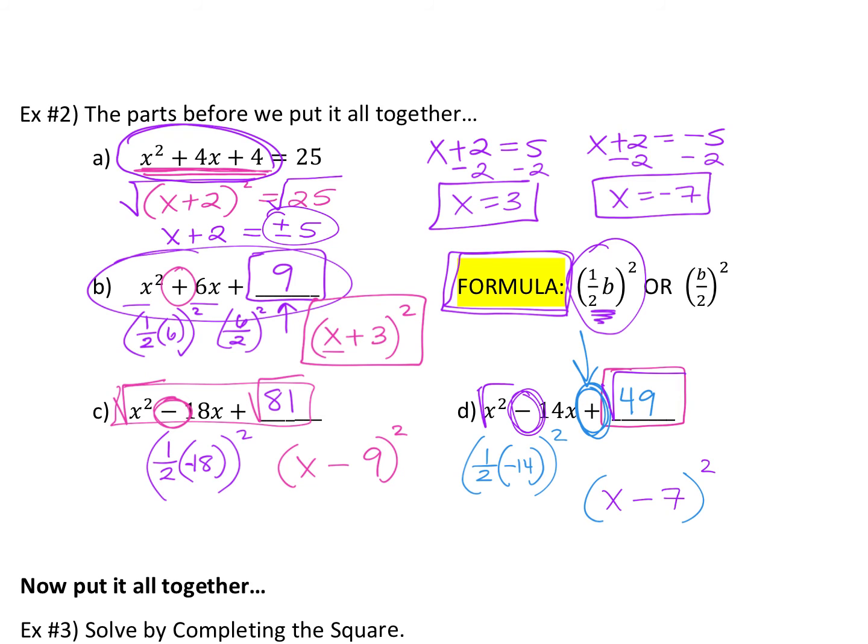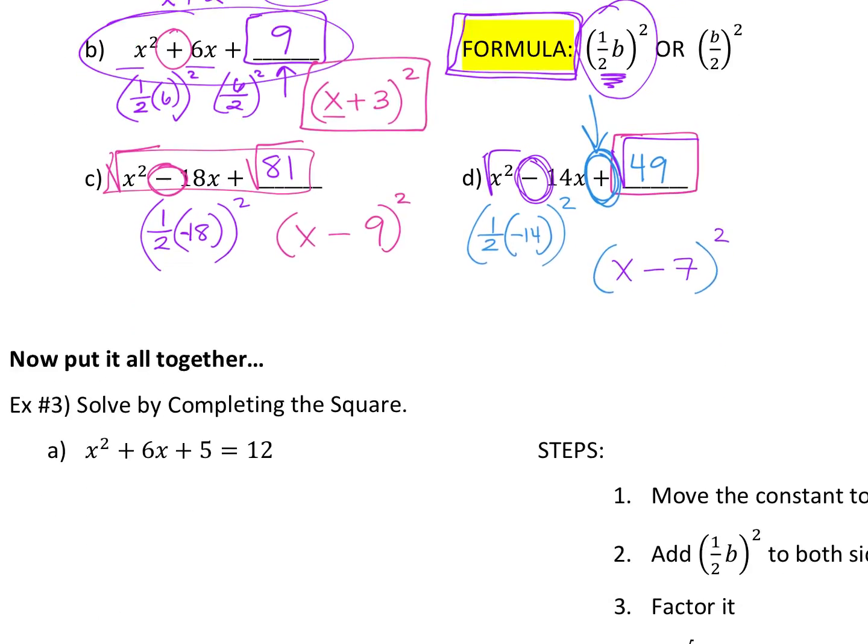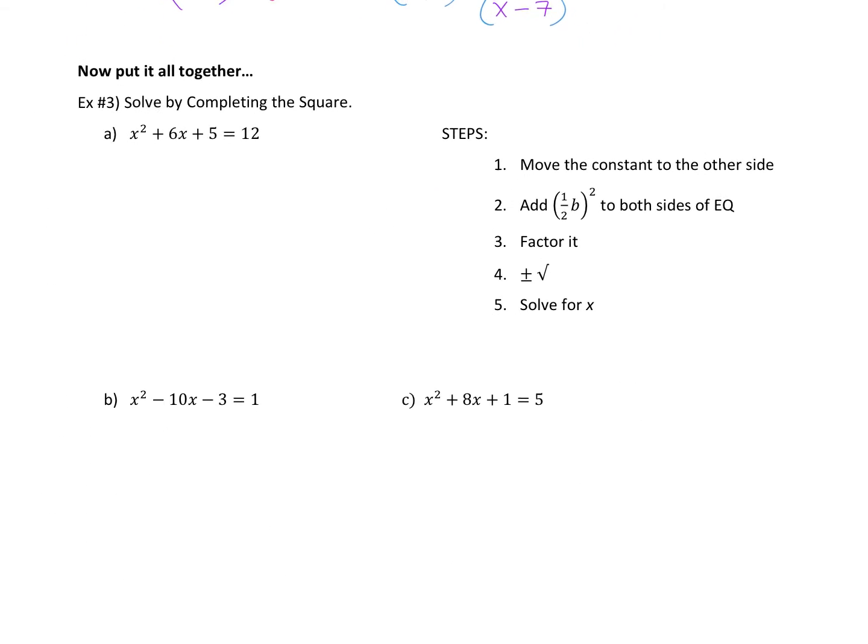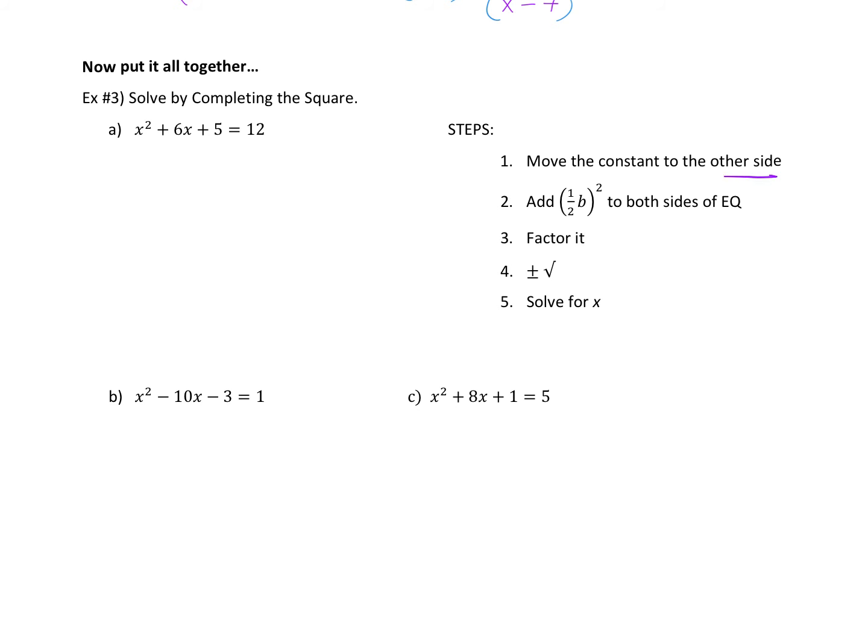Okay, so we have all those ideas now. We're going to put it all together, and we're going to complete the square. And I gave you the steps of it off to the side here. You start by moving the constant to the other side of your equation. Then you figure out what 1/2 b squared is, and you add it to both sides of your equation so that we aren't just adding something to one side of the equation. You'll factor it, you take the plus or minus square root of it, and then you can solve for x. Okay, so it's kind of a long process, but I feel like once you get in the groove of it, it's pretty straightforward.